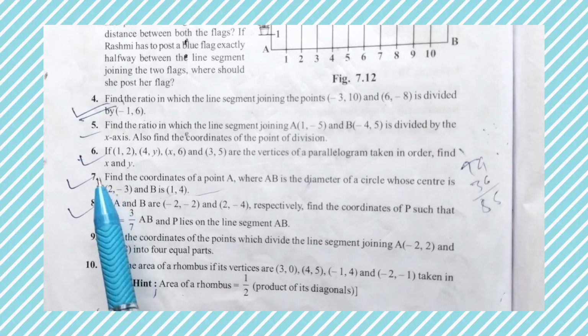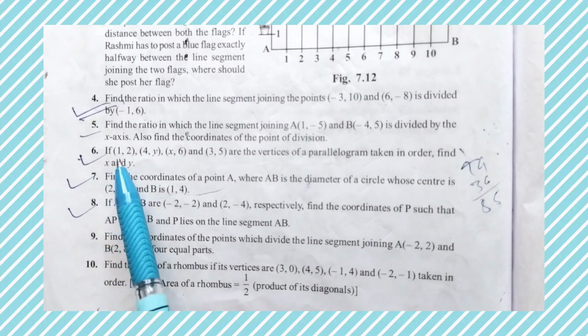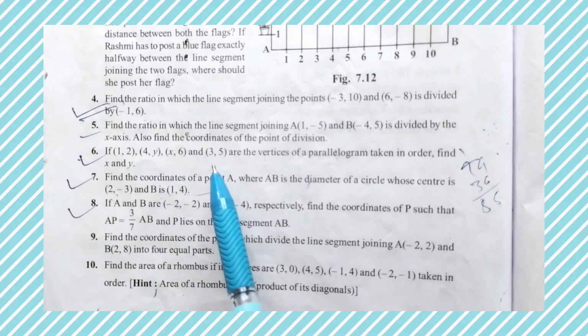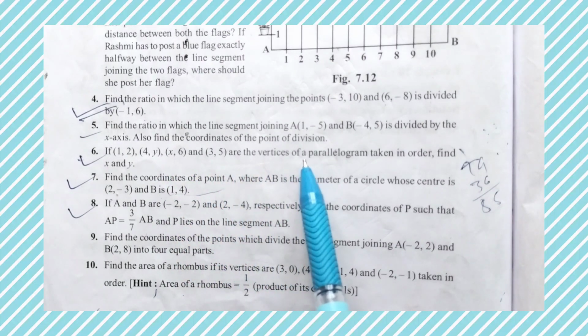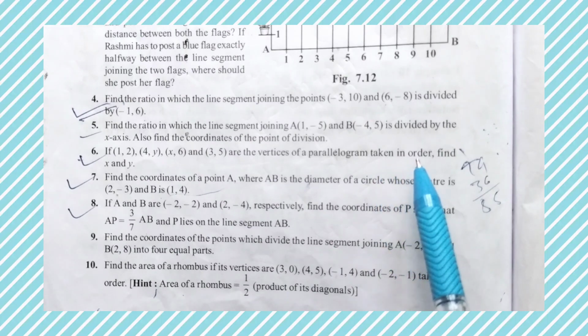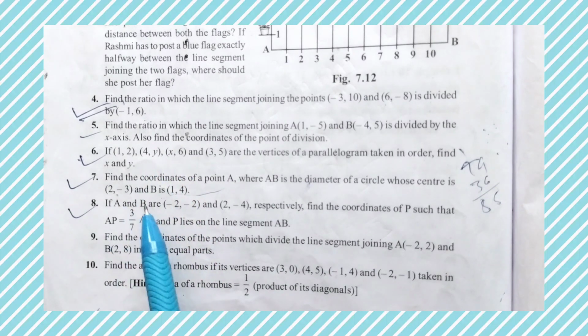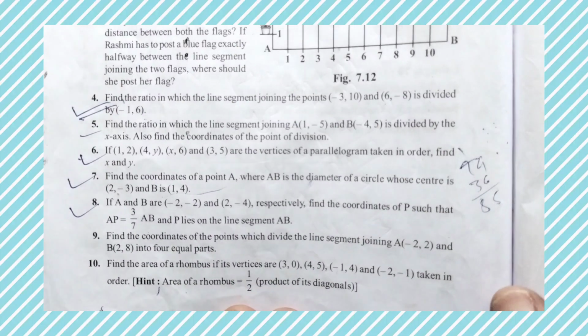So now let us move to the sixth question. If (1, 2), (4, y), (6, x) and (3, 5) are the vertices of a parallelogram taken in order, find x and y. So we have to find what is the value of x and what is the value of y. Here x is there, here y is there. Now let us answer this question.